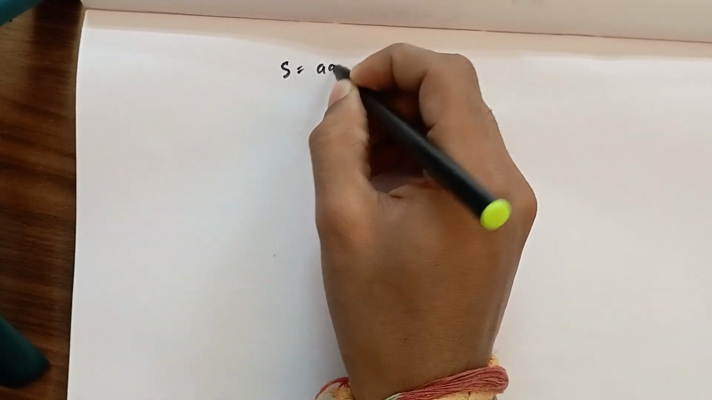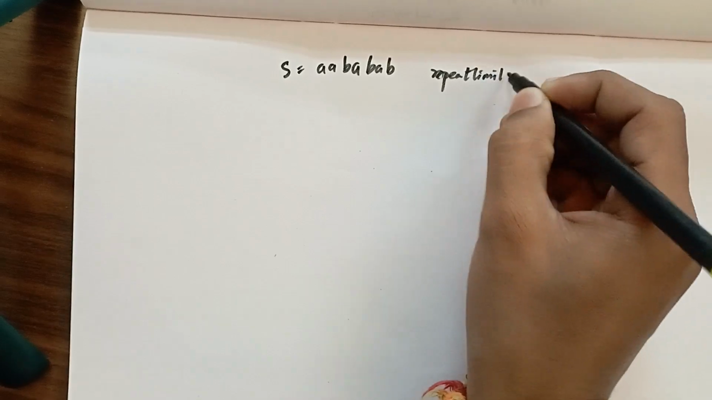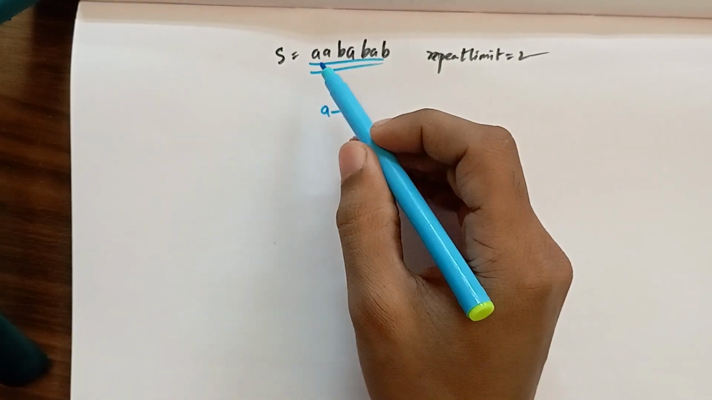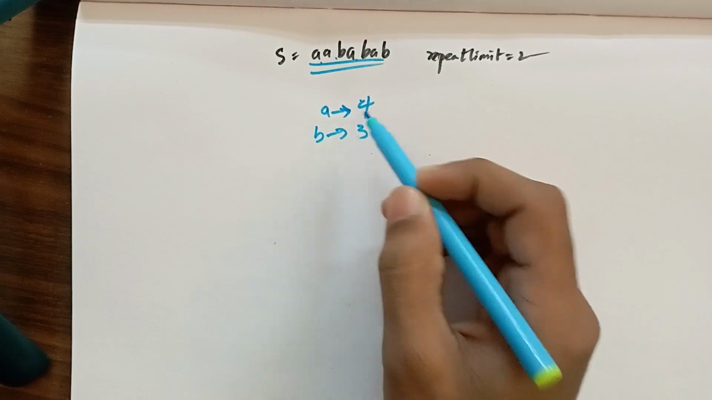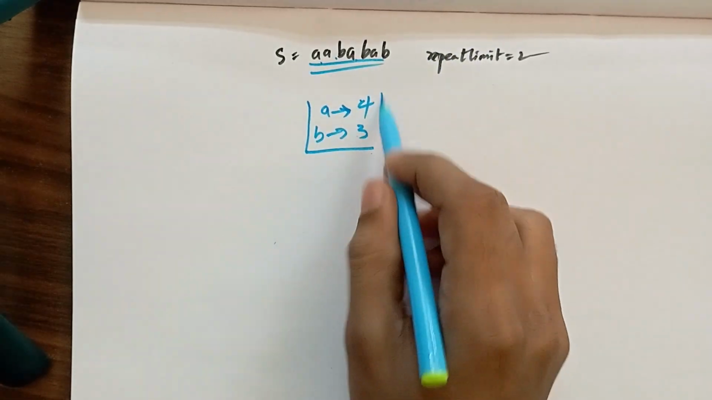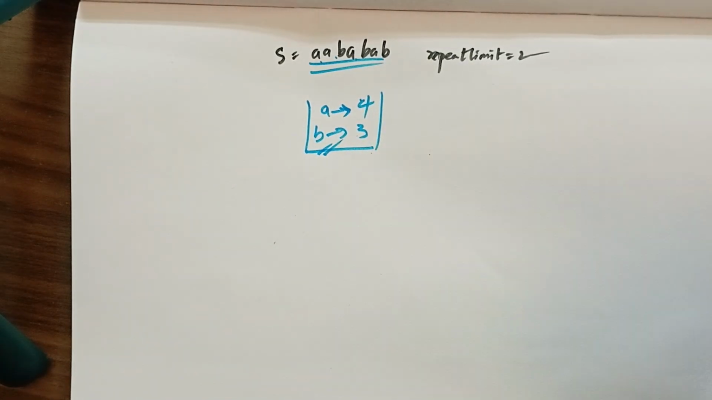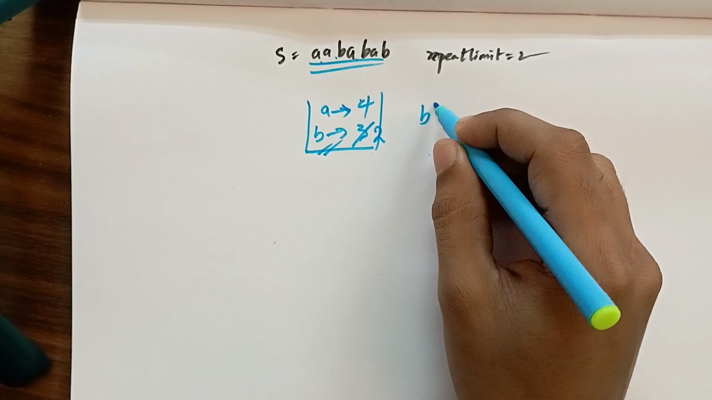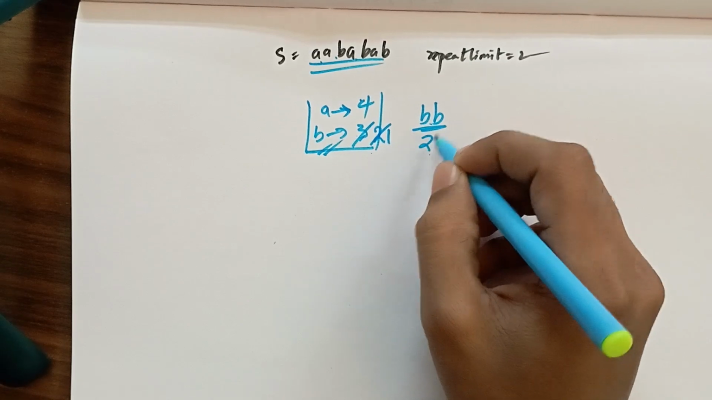S is equal to AABABAB, and repeat limit is equal to 2. Now let us take this. Let us write down A is appearing 4 times, B is appearing 3 times. Now as I said, we need to push back from the last, so B will be coming first. Now the answer will be: first push the B, now make it 2, and another time push back B and make it 1. So here we got a limit of 2. We need to stop here.